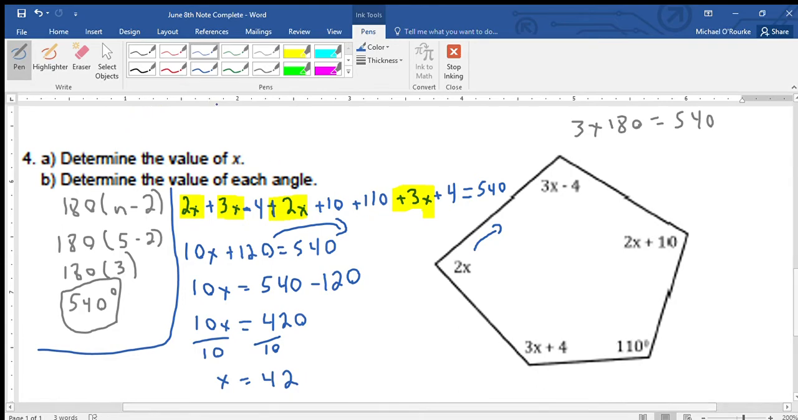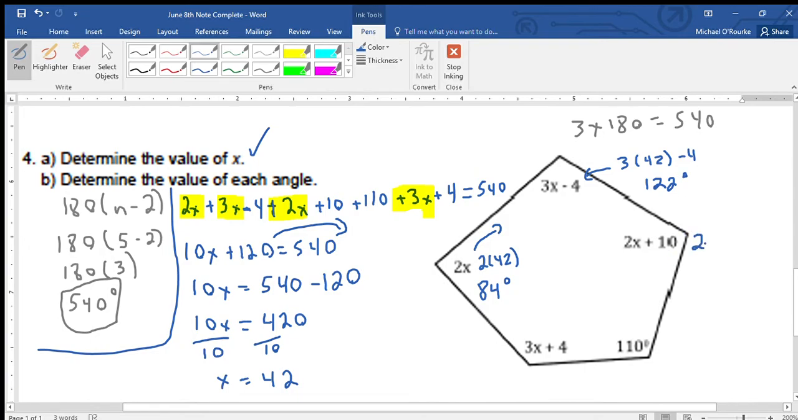Then our last part, so we've done this part of the question. Determine the value of each angle. Okay, so that just means we're going to plug in our values. So 2 times 42, that angle is going to equal 84 degrees. Right here, 3 times 42 minus 4. Well, 3 times 42 is going to be 126. So that's 122 degrees.